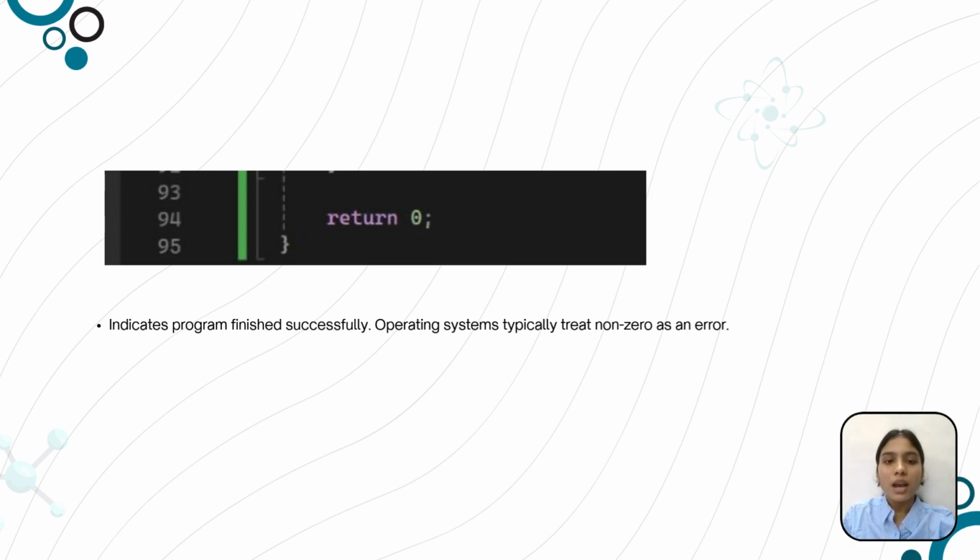Now, this line returns 0, which means the program finished successfully. If it returned a different number, it would usually indicate an error.